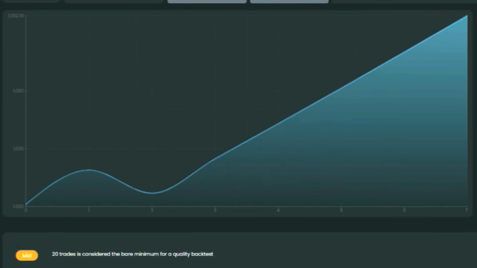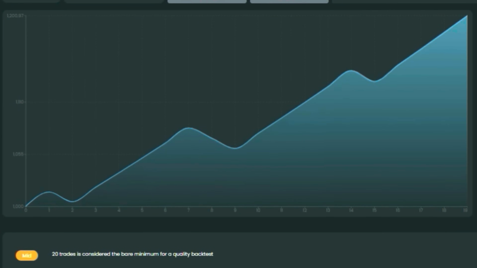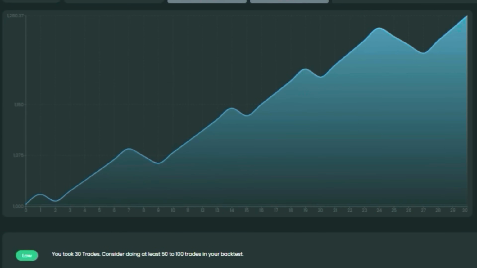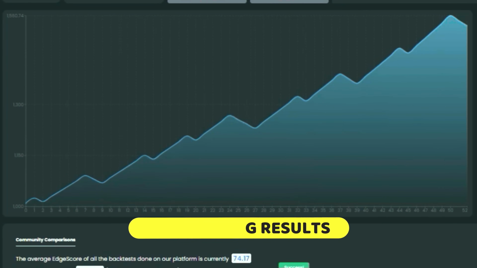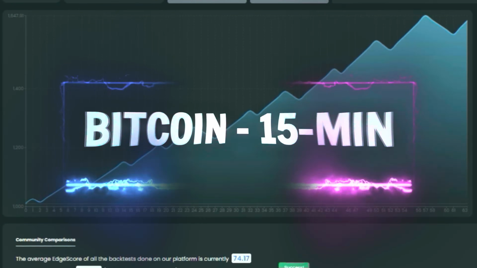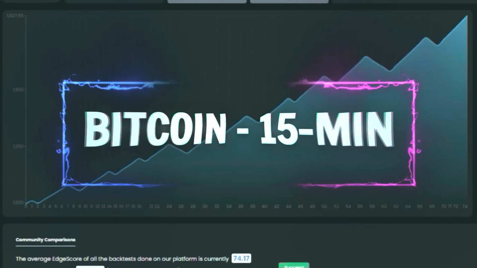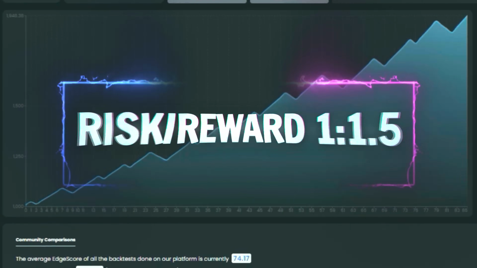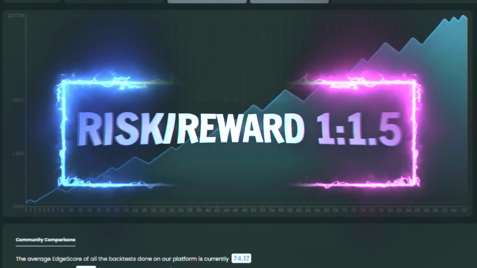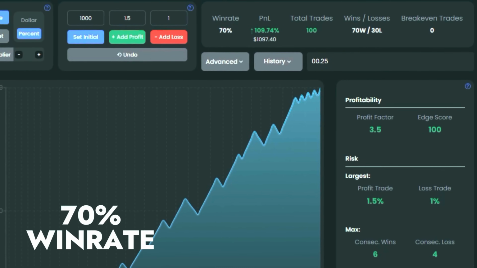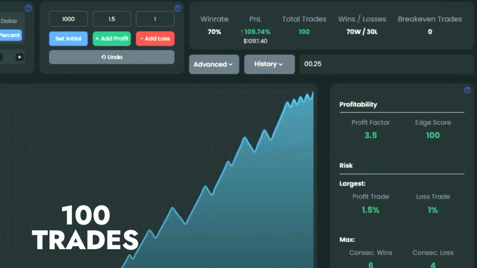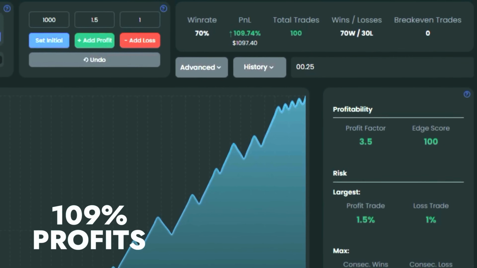Alright, now that we've gone over the ins and outs of buy and sell trade rules, let's jump right into the backtesting results. We put the strategy to the test on the Bitcoin chart using a 15-minute time frame and the trusty risk-to-reward ratio of 1 to 1.5 we talked about earlier. The outcome: we saw an impressive 70% win rate out of 100 trades and a whopping total profit of 109%.